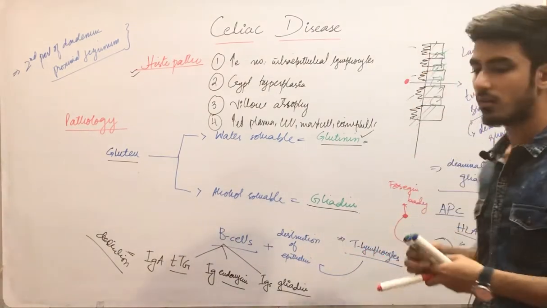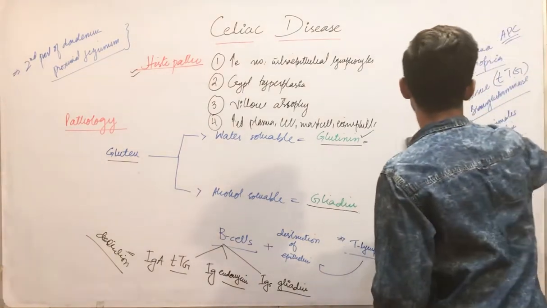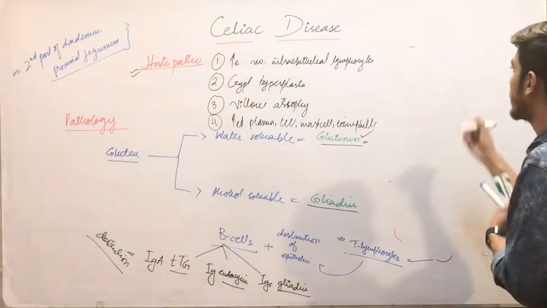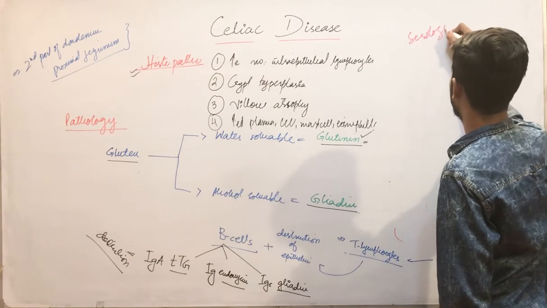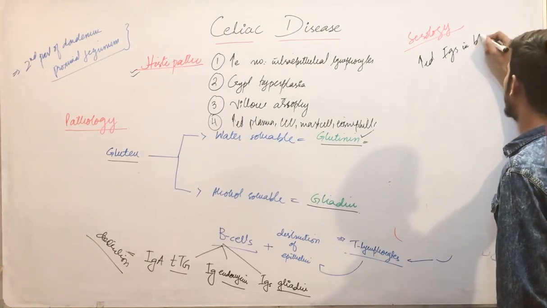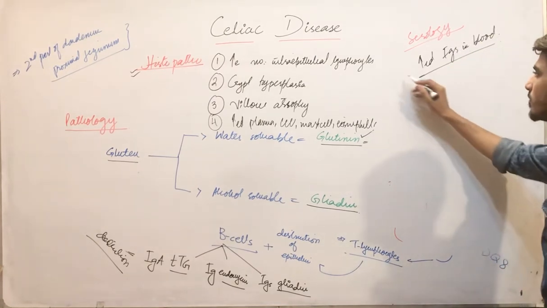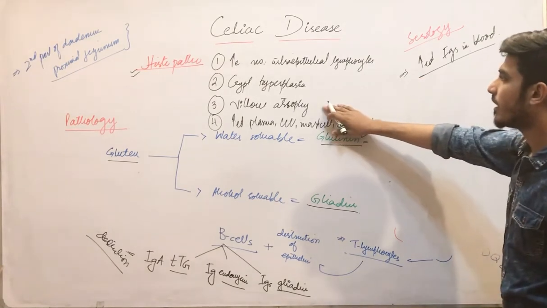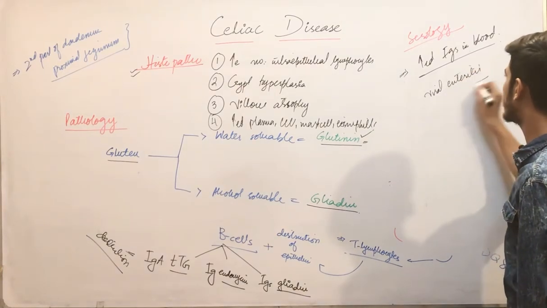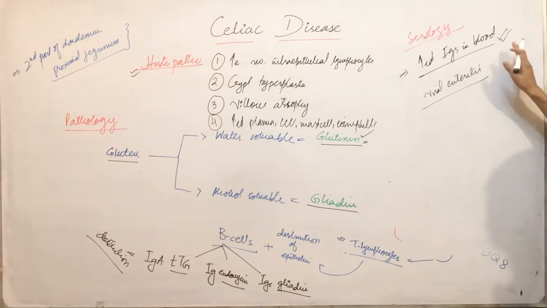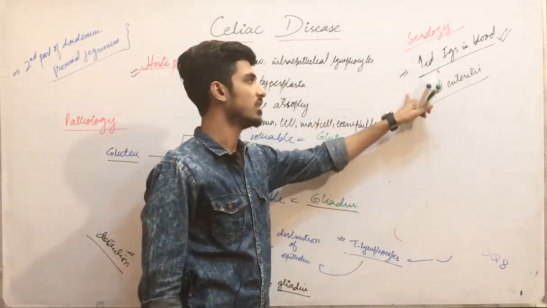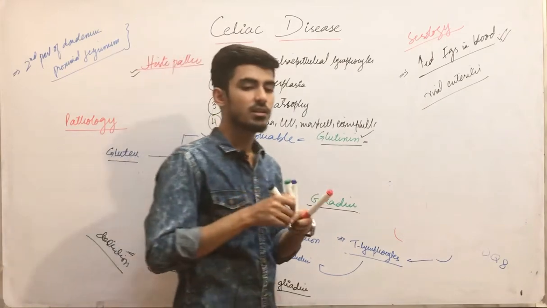Now we have the serology. This is also very important, serology. Wait a minute, I'm writing it here. Serology. There will be an increase in the immunoglobulins in the blood, and this is very important for the diagnosis. Why? Because villus atrophy and lymphocytosis also occur in viral enteritis. That's why an increased number of Igs in the blood will indicate celiac disease, while villus atrophy and lymphocytosis occur in viral enteritis also. That's why this is the differentiating feature. Clear? This is your serology.